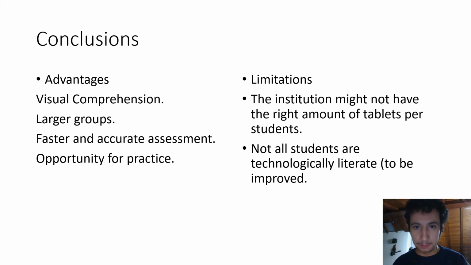Now, limitations. The institution might not have the right amount of tablets per student. If they don't have the right amount, we're going to use groups or pairs. Another limitation is that not all students are technologically literate. I wrote here "to be improved" because, of course, we're teaching, and the idea of this is not only to teach English, but also to make students capable of using the technological tools.